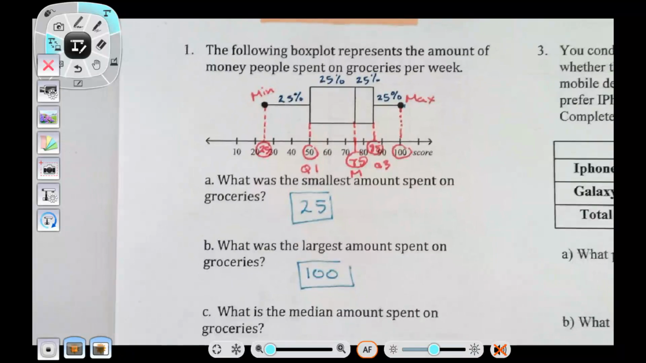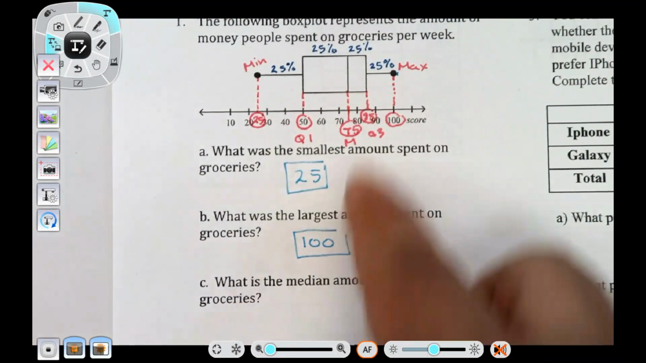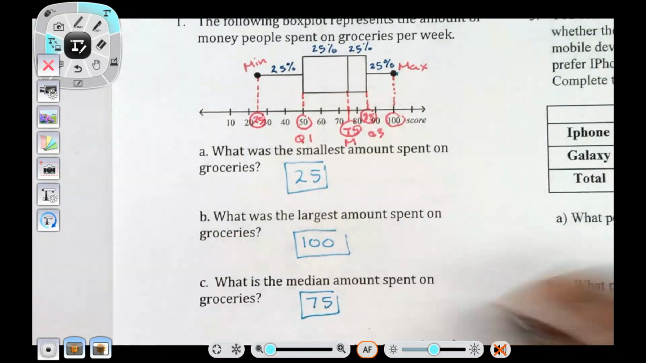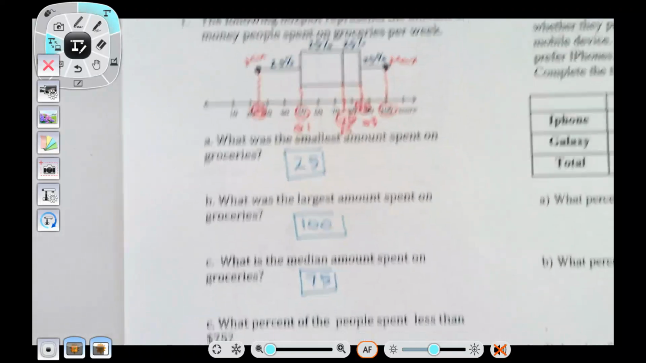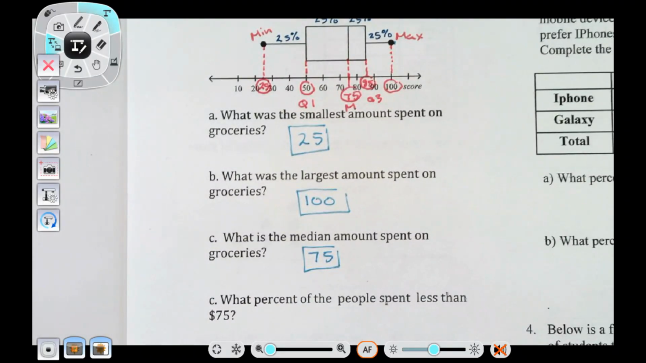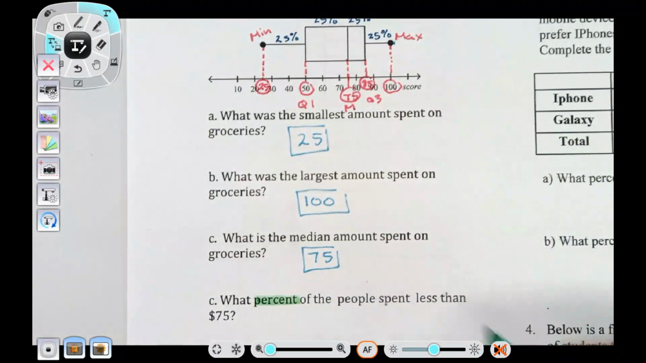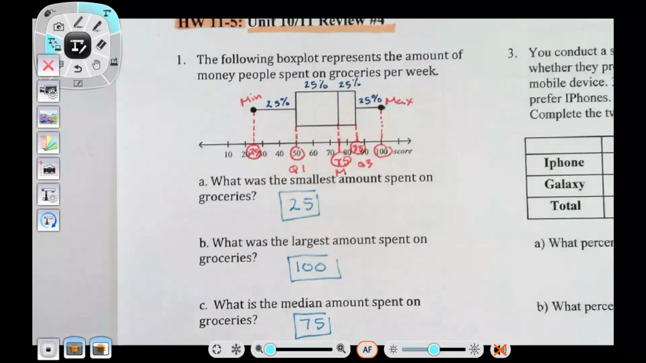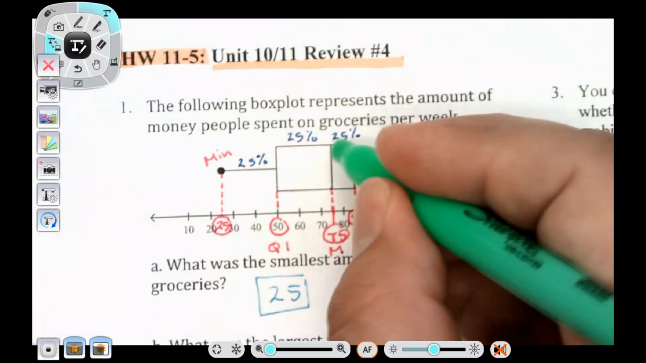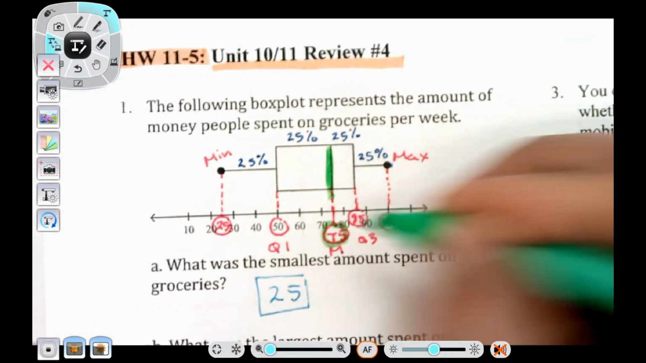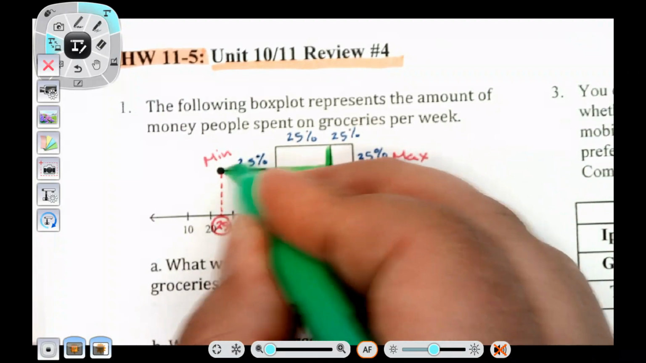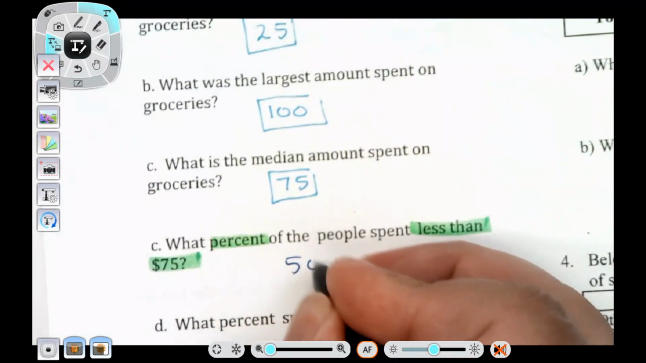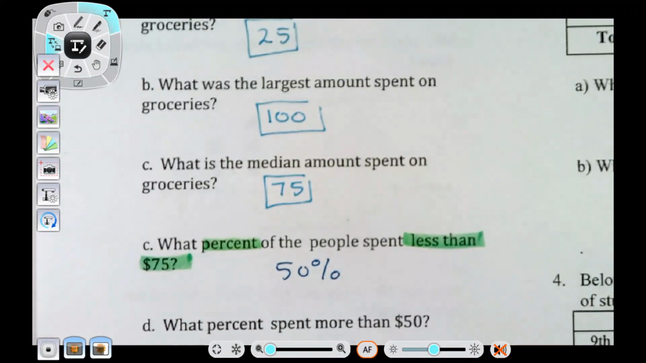All right, next question here. What is the median? Well, again, that's why we mark things. Look, our median is 75, so $75 is the median amount. And finally, the last question, there it is. We knew a percent was coming. What percent of people spend less than 75? So here's what I do. If I want to know what less than 75 is, well, here's the 75 mark right there. And they said go less. Well, that means 25 and 25. So I'm going through two groups. So 25 and 25, there's the 50% of people that spend that amount.